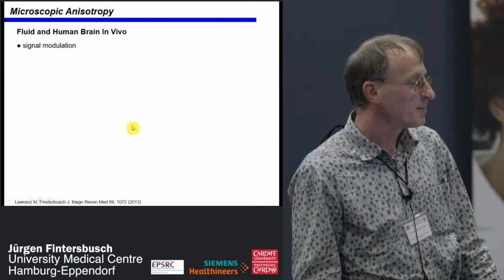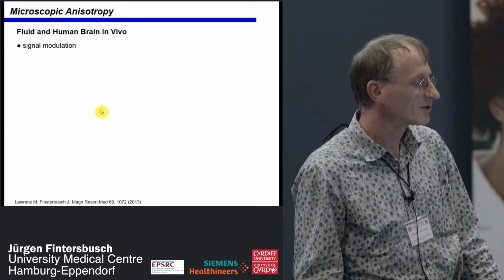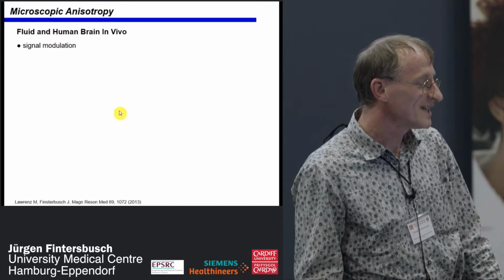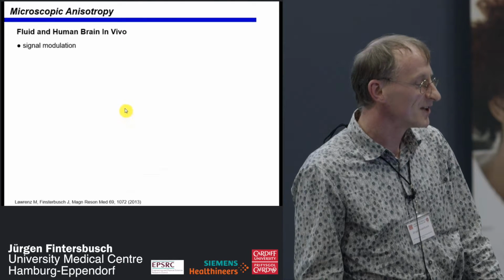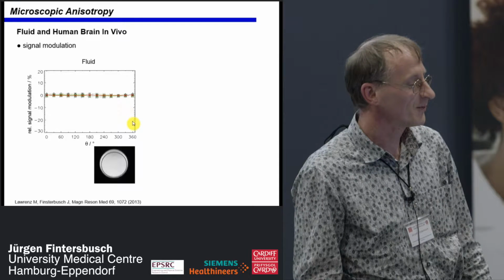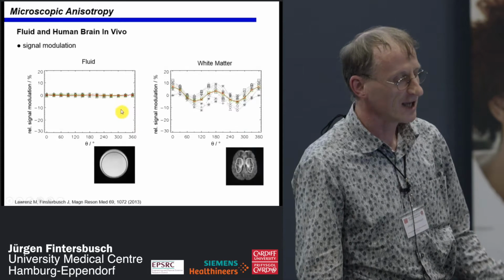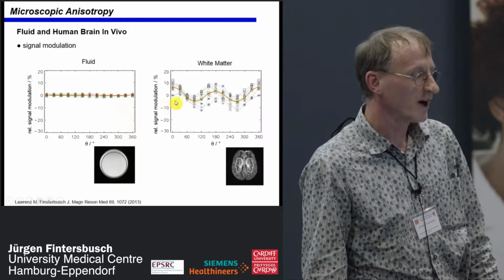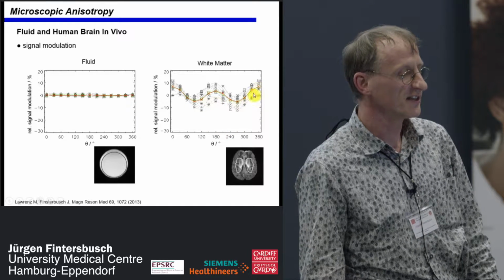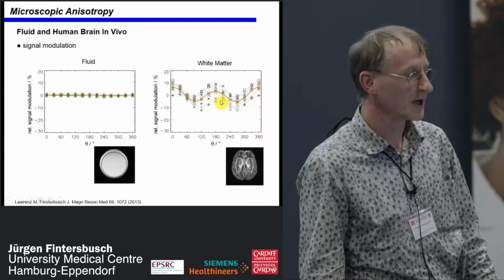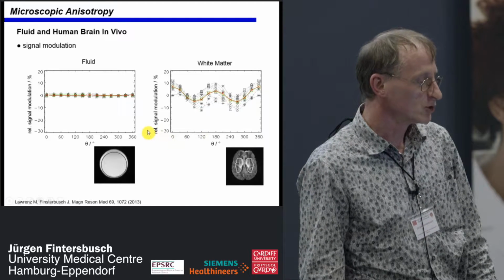With the experience we gained from the restriction effect and all the pitfalls, artifacts and problems with background gradients, it was a bit easier now to get good data quality. For the fluid phantom, there is no diffusion anisotropy. We found the flat line as expected, and for brain white matter in vivo, we found the W-shaped modulation as expected. So quite nice. We could see that there is anisotropic diffusion in brain white matter. But this is of course not surprising. You can also see that with diffusion tensor imaging.